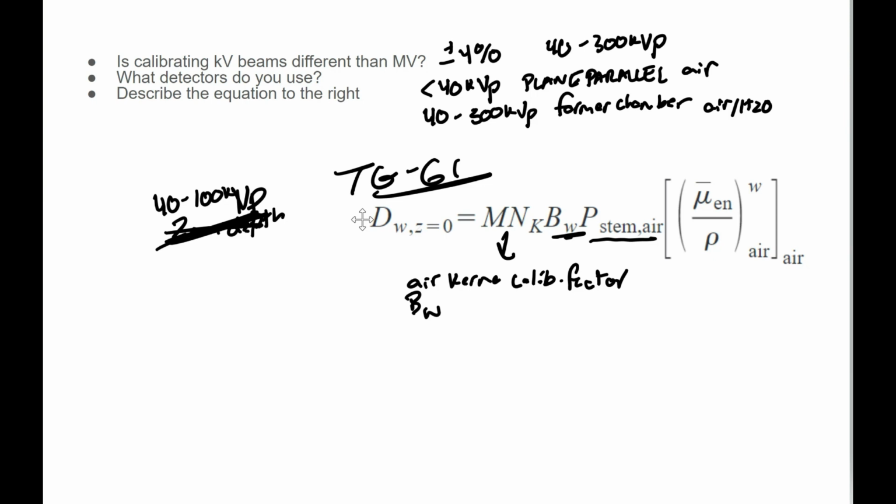And then the P stem is the stem effect, which changes with the field size, so that is dependent on field size. The backscatter factor you will just look up. It's based on SSD and your half value layer, which is simply how you define the energy of your beam. And like we mentioned, P stem changes with the field size. The energy attenuation ratio you can just look up using the half value layer. So that is TG61 for in air. There's another for water we will get to.